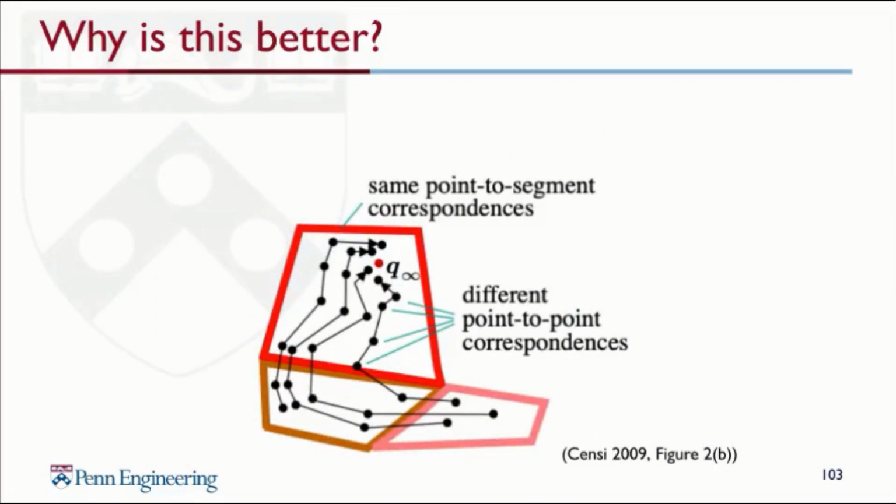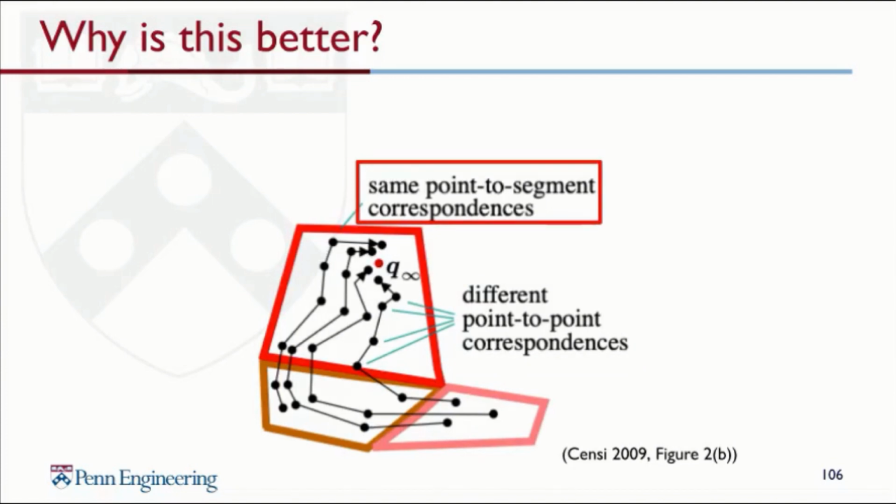This is illustrated in this figure from the original Censi paper, where each point represents a possible transform in the space of transforms. So, given some different initializations of these transforms, under the point-to-point metric, the algorithm will follow the trajectory where each point will result in a different point-to-point correspondence.